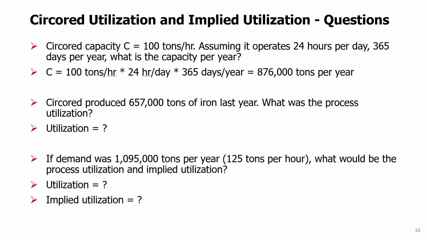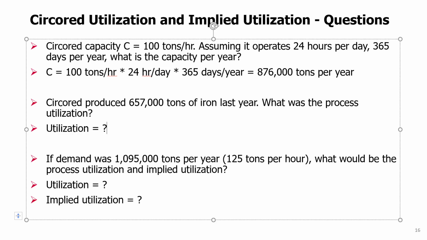The second question: Circuit produced 657,000 tons of iron last year. What was the process utilization? Well, if it produced this much, this is flow rate. Notice that we have here tons of iron, the unit of flow, per year, which is the unit of time. So this is a flow rate. Utilization is flow rate over capacity, right?